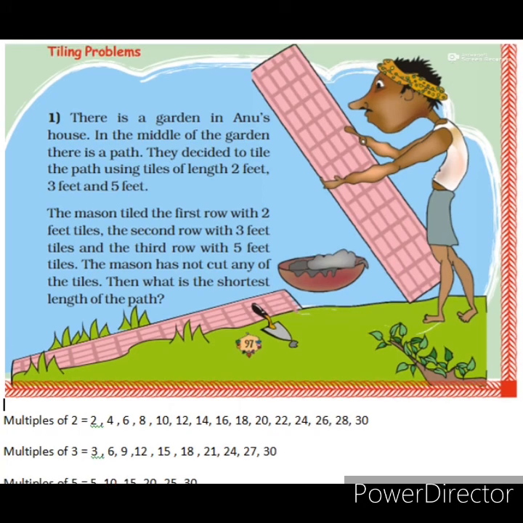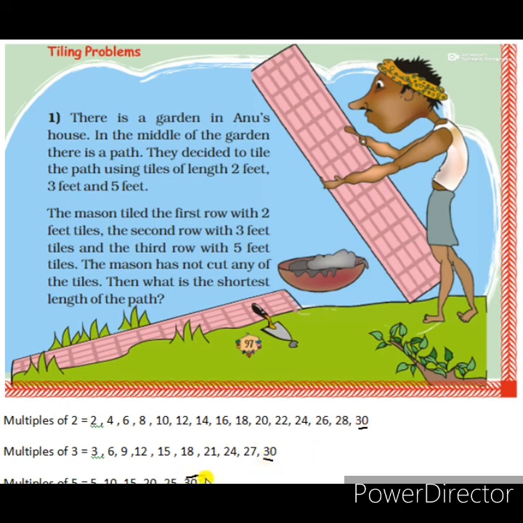Among these, find the common multiples. 12 is in the table of 2 and multiples of 3 also, but 12 is not in 5. Next one is 15. 15 is there in multiples of 3 and multiples of 5, but 15 is not in the multiples of 2. But we need the common multiple of all three numbers, that means 2, 3 and 5. Then we found that 30 is the common multiple of all these three numbers.